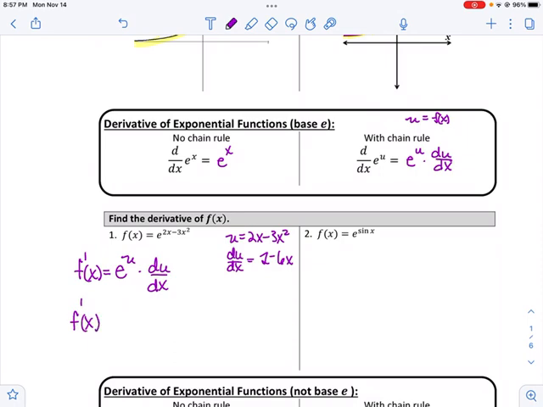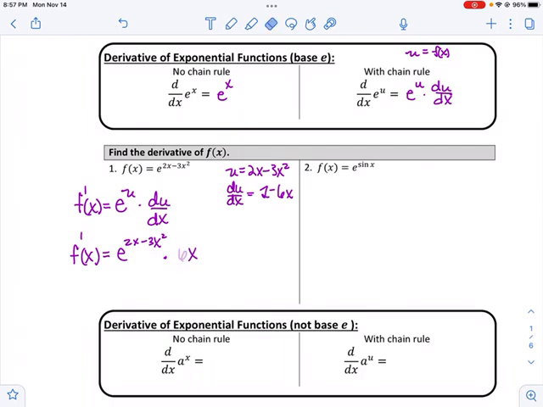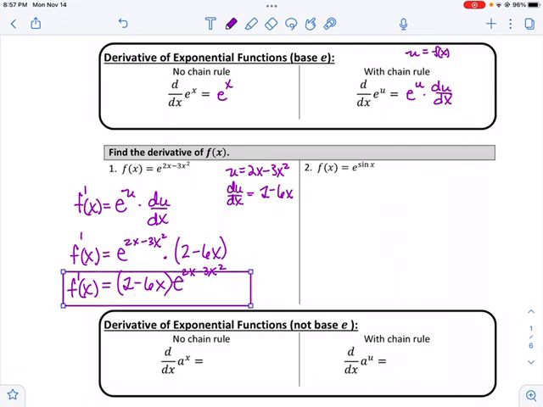f prime of x is equal to e to the 2x minus 3x squared, and then we're going to multiply that by 6x. And not 6x. We're going to multiply by the quantity 2 minus 6x. And so then generally what we do is we move that quantity out in front of the exponential, 2 minus 6x, and then we multiply that by e to the 2x minus 3x squared. Okay, so there's our answer here. We can box that up.